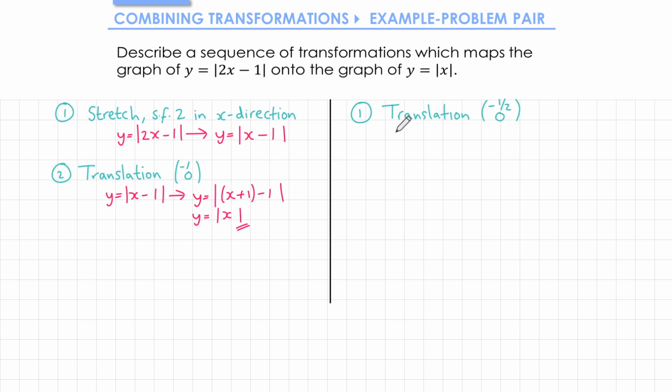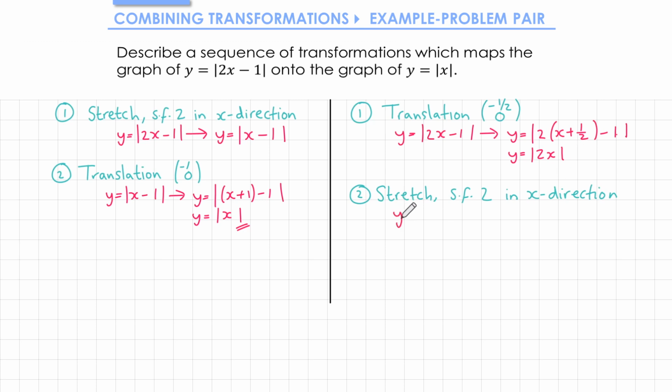Let's apply the translation to check. So I replace x by x plus 1 half. If I expand this bracket, I get 2x, and then plus 2 times a half, so plus 1, minus 1, which cancels out to just leave y equals mod 2x. From here, it's relatively straightforward to finish. I want to undo the 2 by dividing by 2, so stretch by scale factor 2 in the x direction. Applying this transformation, we divide x by 2 to get y equals mod x.